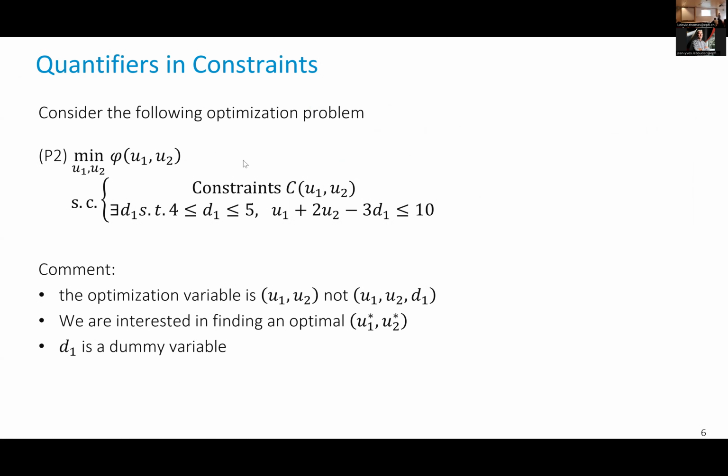Let's see another example. Here is another optimization problem. It's almost the same as before, with the one difference. This quantifier, for all, is replaced by there exists. So just one character is different, but that radically changes the problem here. Because there is a quantifier, at least strictly speaking, formally speaking, D1 is also a dummy variable. We're interested only in U1 and U2. We're not interested in the value of D1, but we require that it exists.